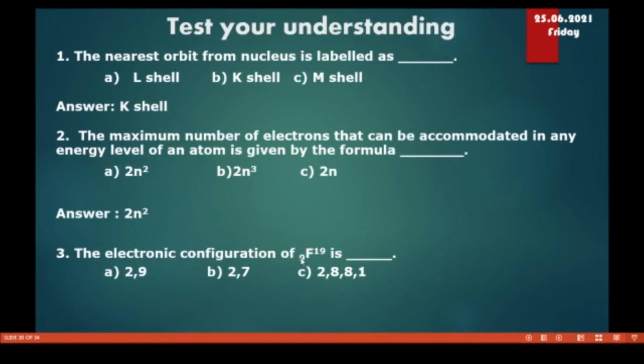The electronic configuration of fluorine, 9F19, is, if you know the atomic number, then you can calculate easily. The atomic number is 9. So here 9 plus 2 is 11, 7 plus 2 is 9, so this one will be correct. The electronic configuration of 9F19 is 2, 7.